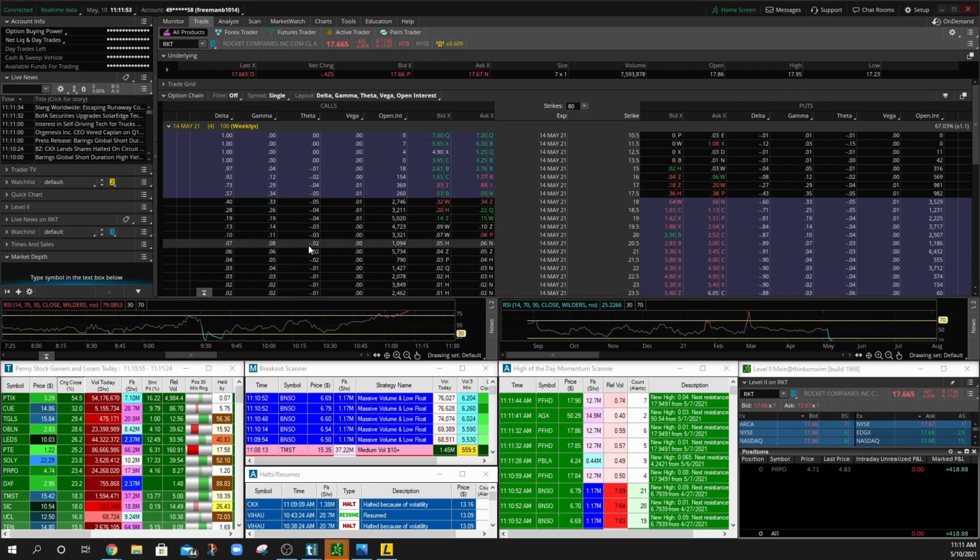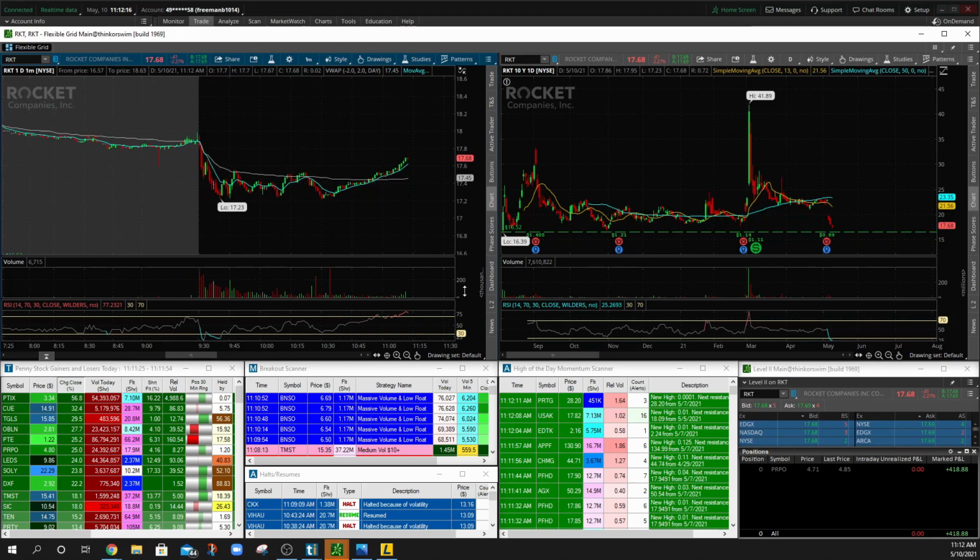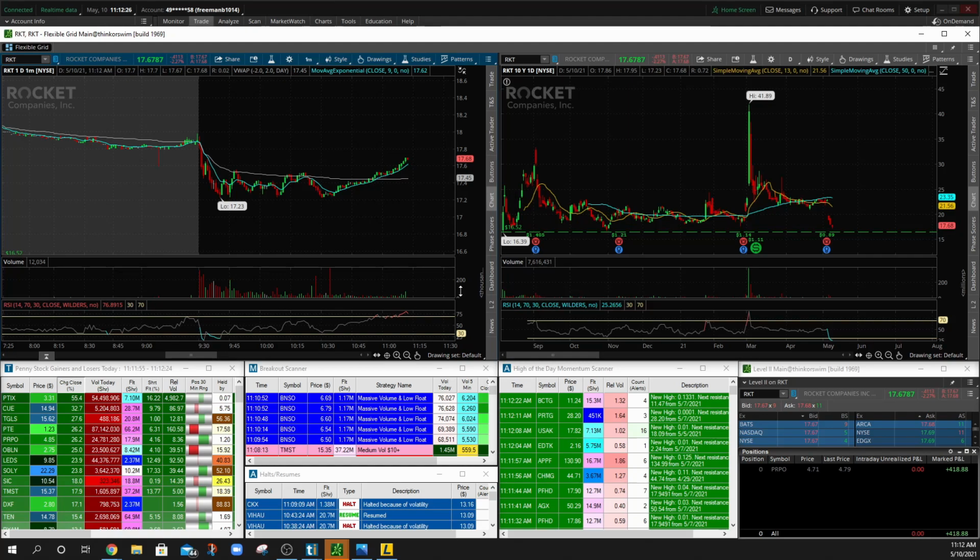So let's use RKT as an example. If you come in here and buy one of these call options, a call, you expect the price to go up, to keep it simple. If you buy a put, you want the stock's price to go down. So let's say, hypothetically, that we want to buy call options on RKT as a day trade. Let's say we have a strategy, an opportunity, and we want to day trade a quick move here on RKT.